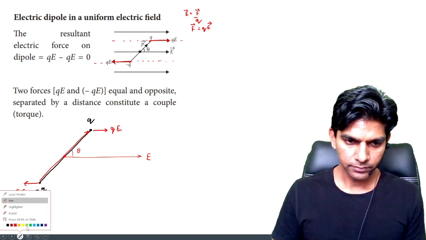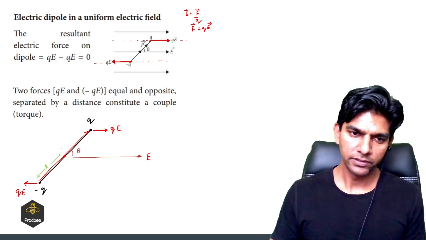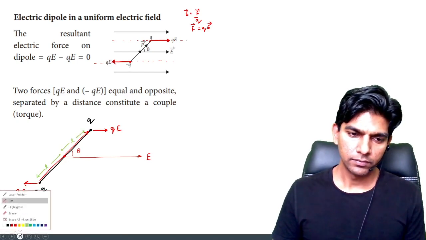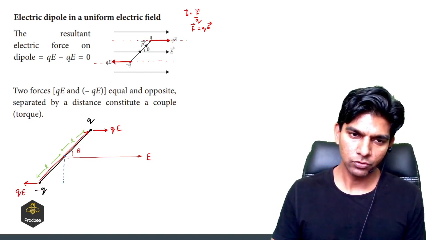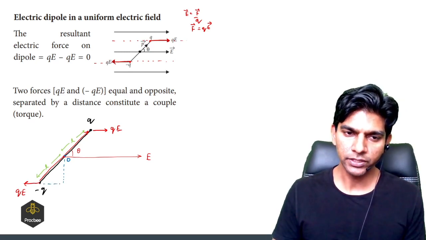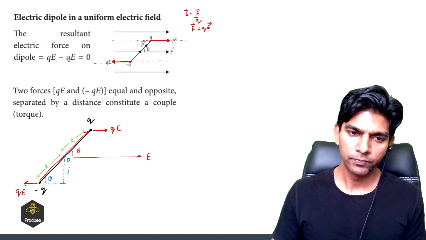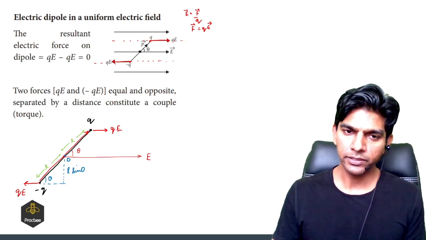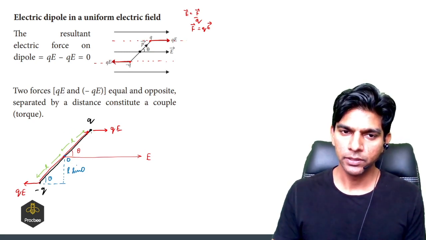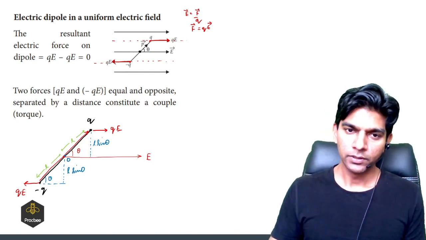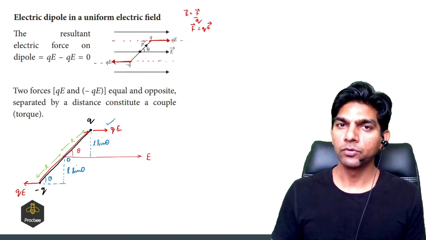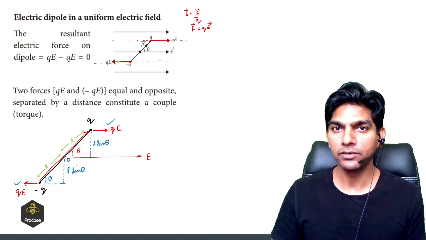So this length is L. This length is also L, right? What is the perpendicular distance of this point O from the line of application of QE? That will be L sine theta, right? Similarly, the line of application of QE on plus Q, its perpendicular distance from O will be again L sine theta. Now, this force will try to rotate the dipole in the clockwise direction, and this force will try to rotate it again in the clockwise direction. So we can simply add the two torques.